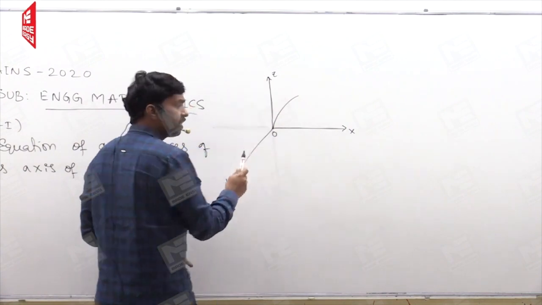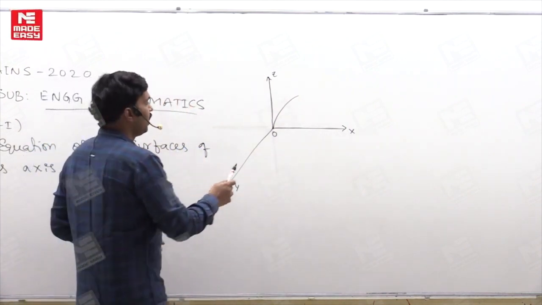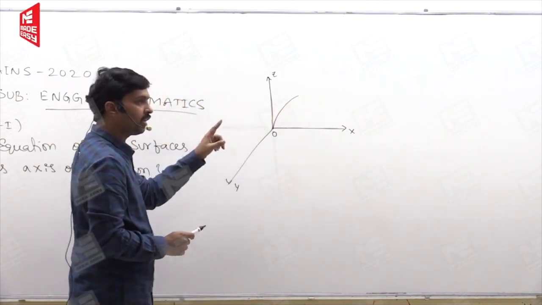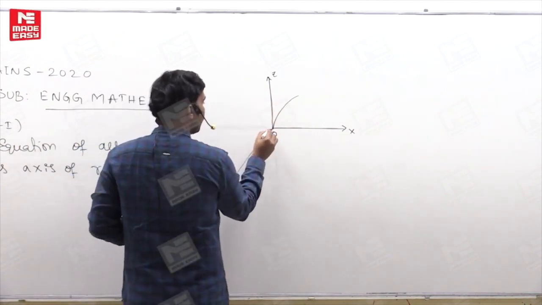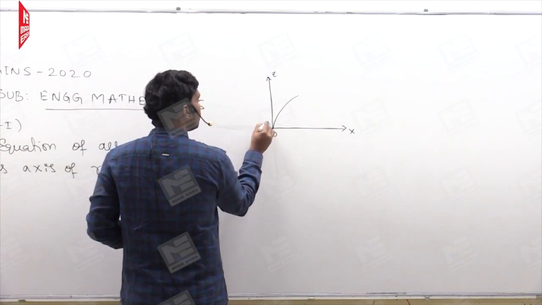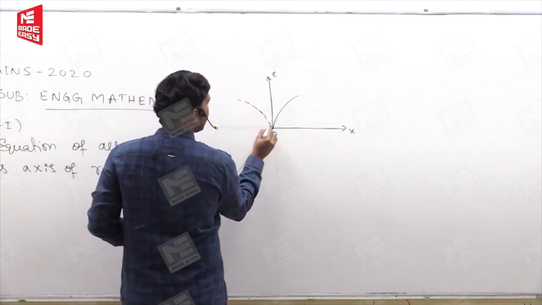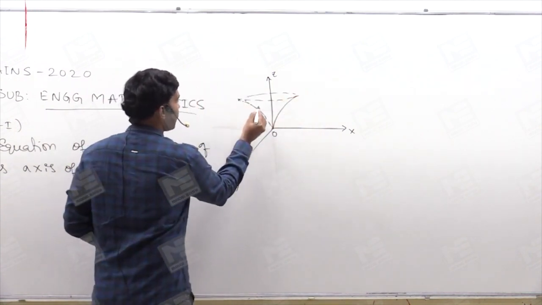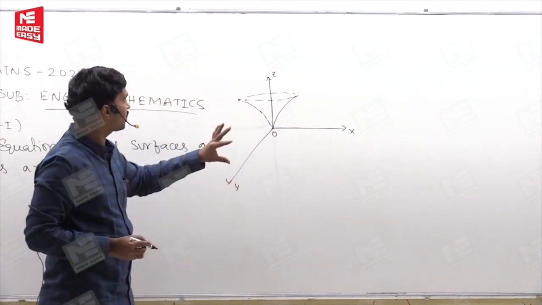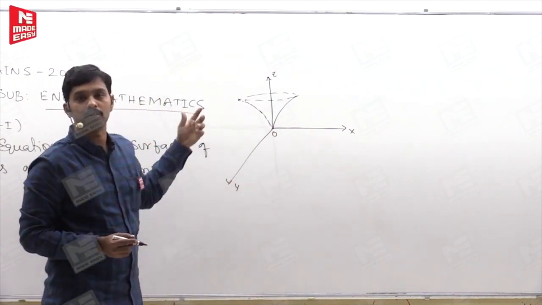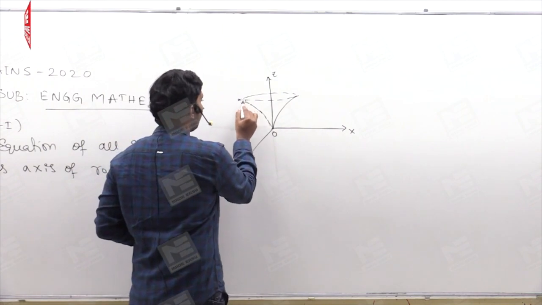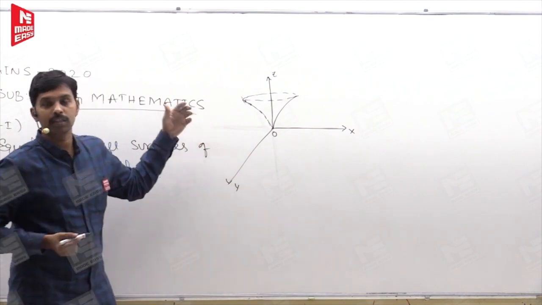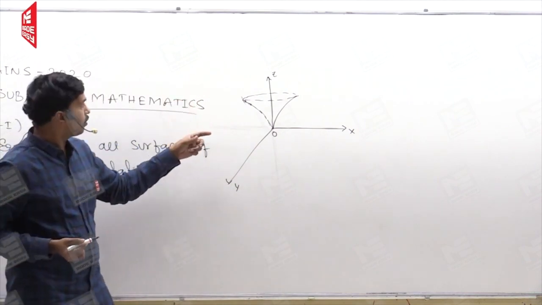If the z-axis is the axis of rotation, then the curve must be rotated about the z-axis, right? If it is rotating about the z-axis, what is going to be seen here? You are going to see this kind of a solid or a surface. So this is called a surface of revolution. I hope you understand. So this is the surface of revolution here.